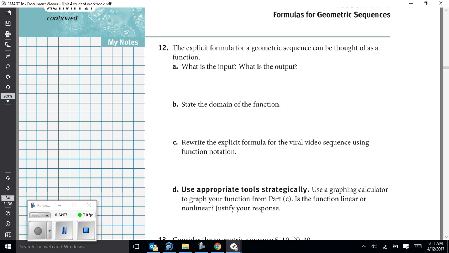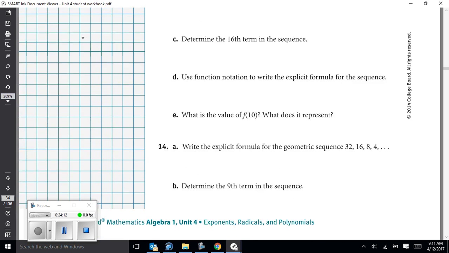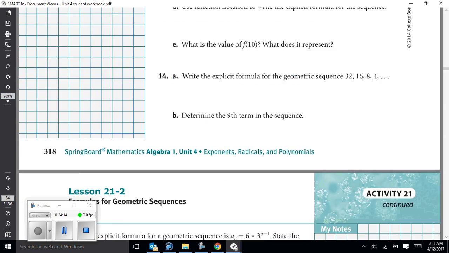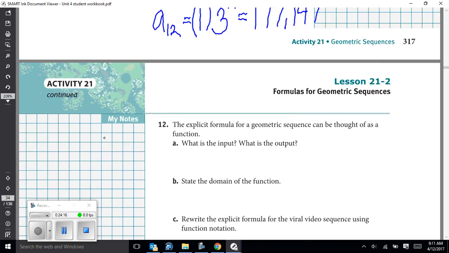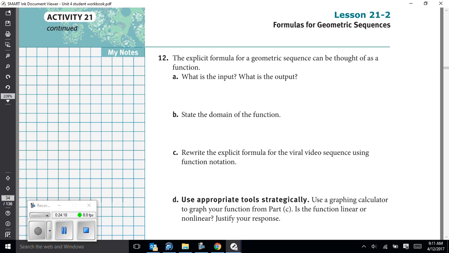All right, so we'll do number... Let me see. We're going through this quicker than I thought, which is good. Do you guys have any questions? So we'll do number 12.